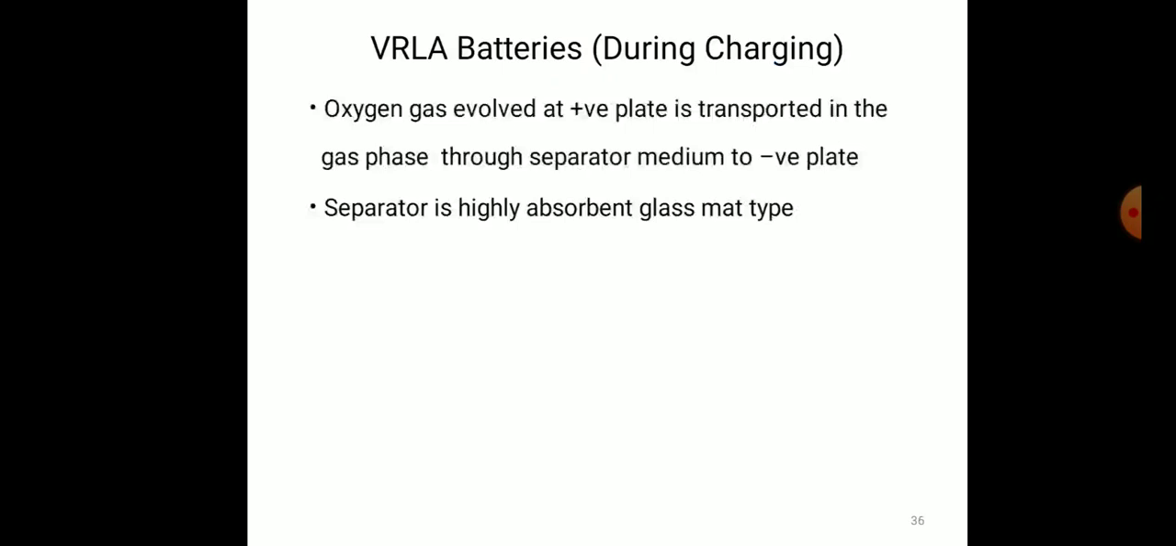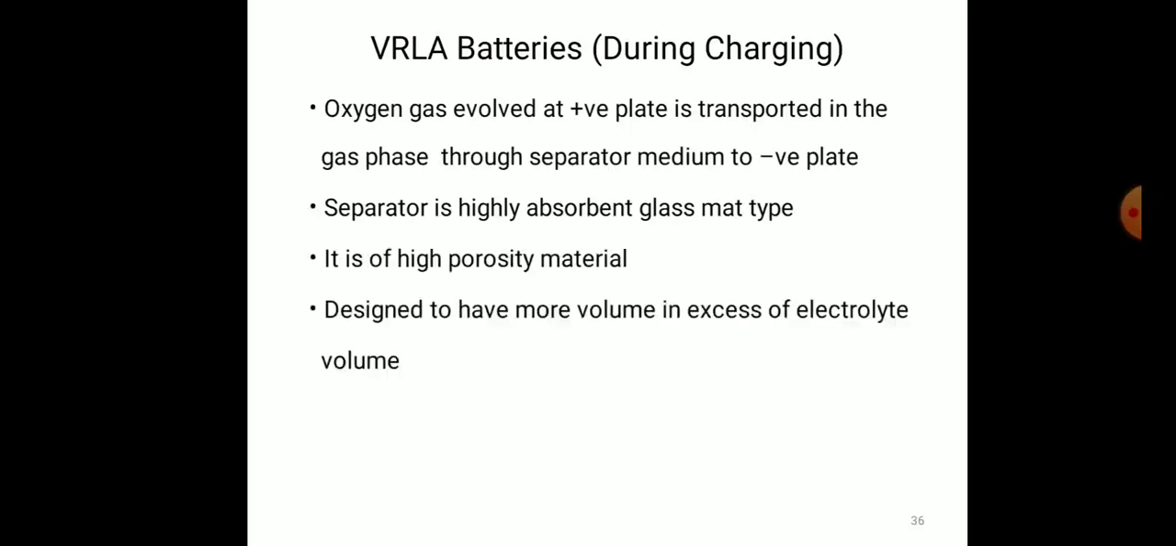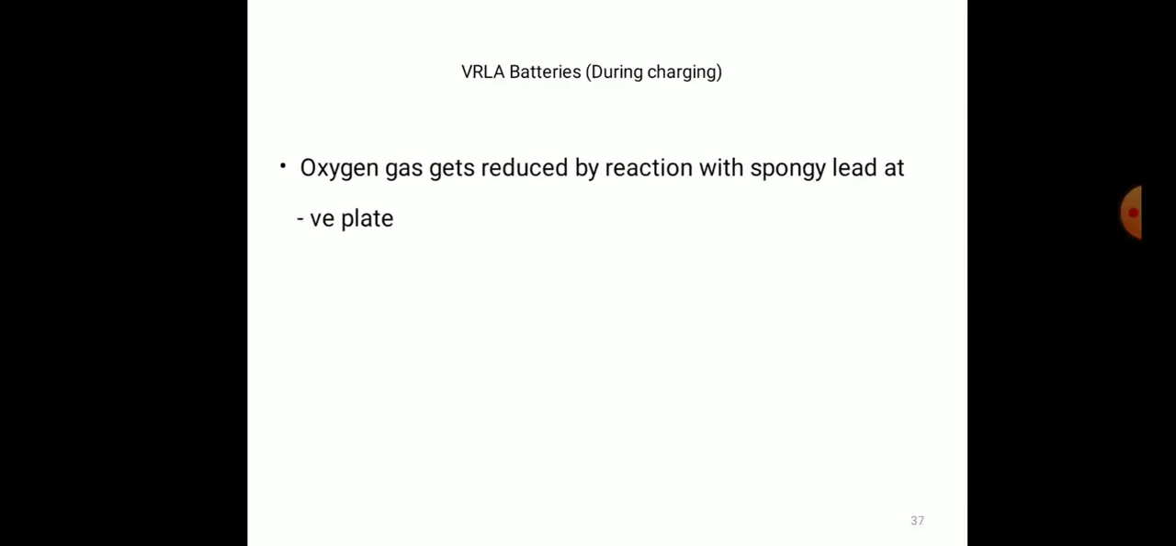Oxygen gas evolved at the positive plate is transported into the gas phase through the separator medium to the negative plate. The separator is a highly absorbent glass mat type. It is of high porosity material, designed to have more volume in excess of the electrolyte volume. Oxygen gas finds an unimpeded path to the negative plate.